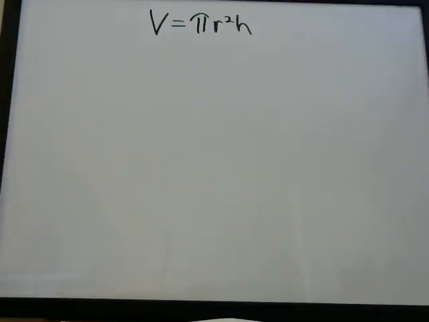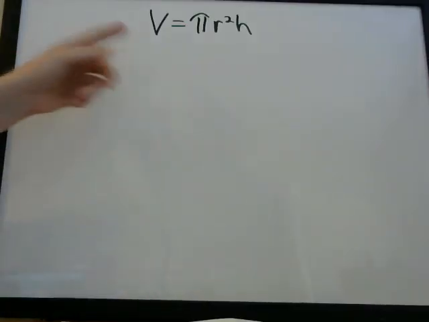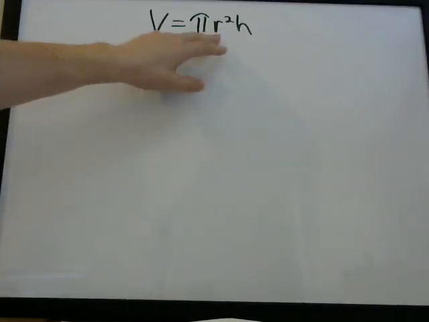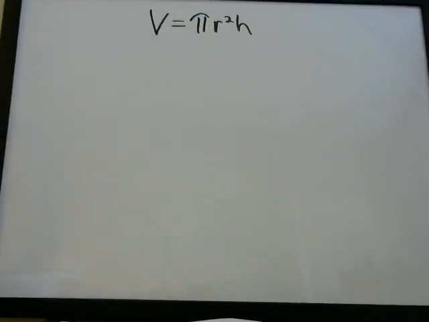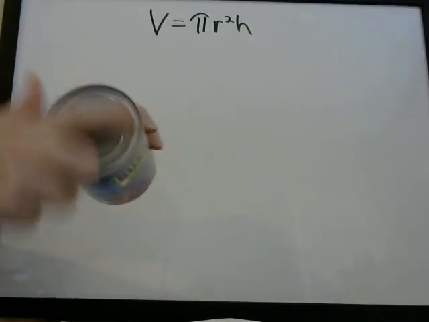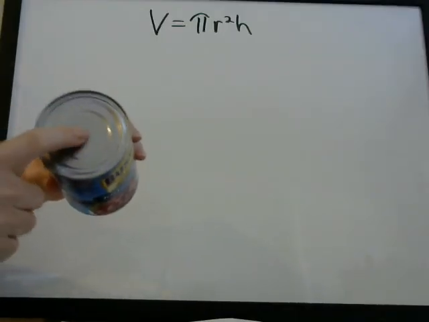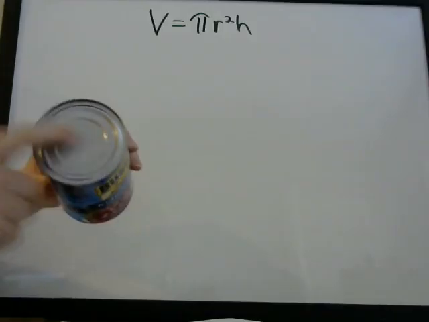So the formula for volume of a cylinder is on the formula sheet. It's pi r squared times height. And so r is radius. Remember, when you're doing a cylinder, the radius is going to be on the top and the bottom of the cylinder, which is a circle. So remember what radius is. It's half of the diameter.